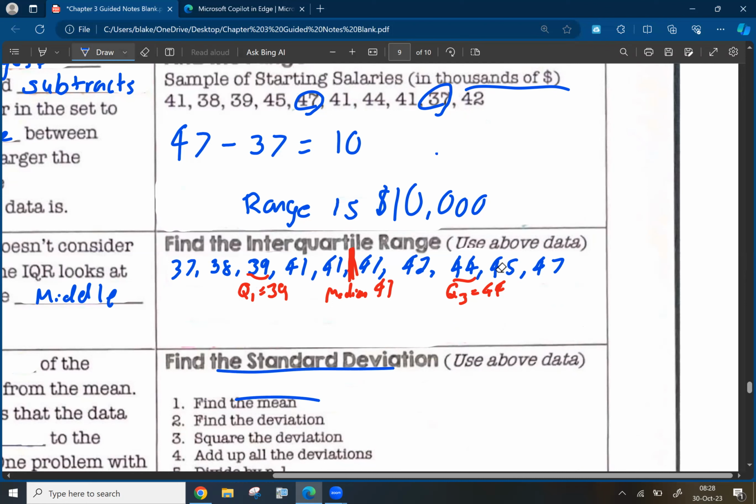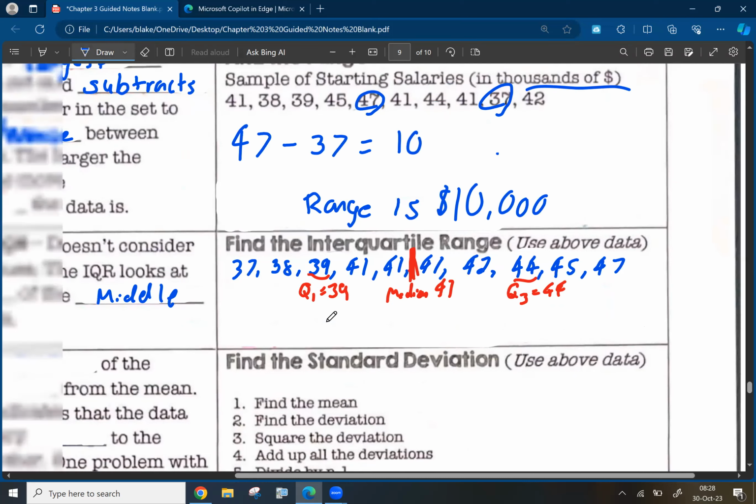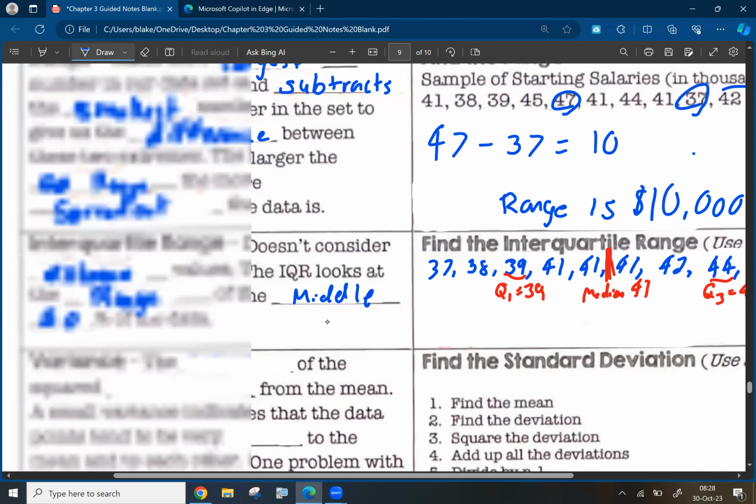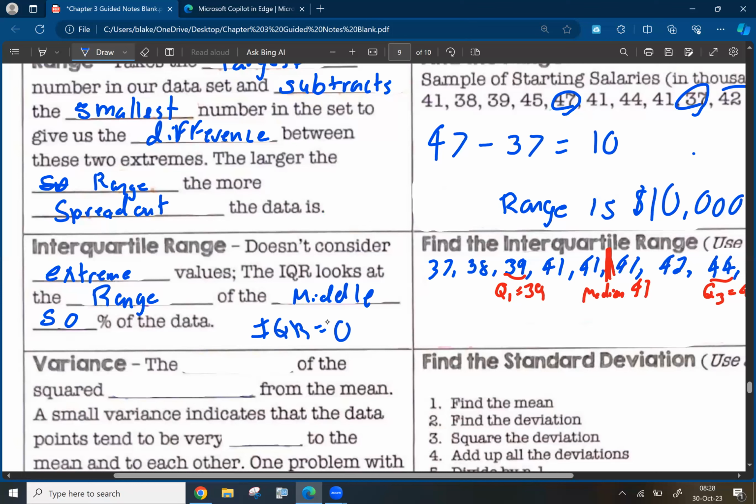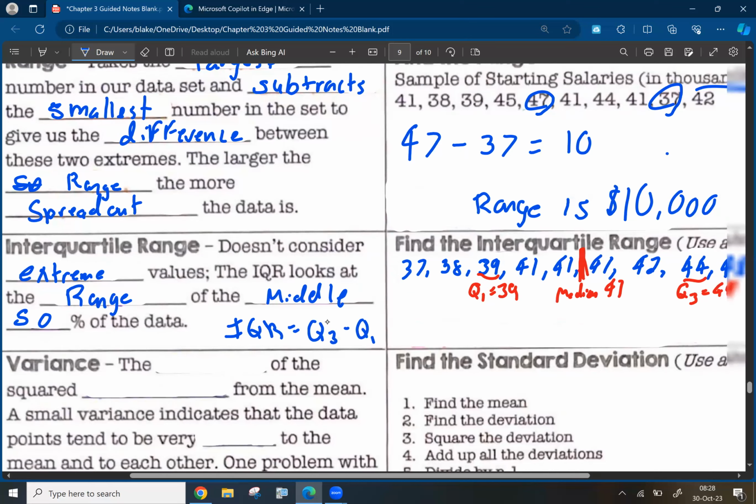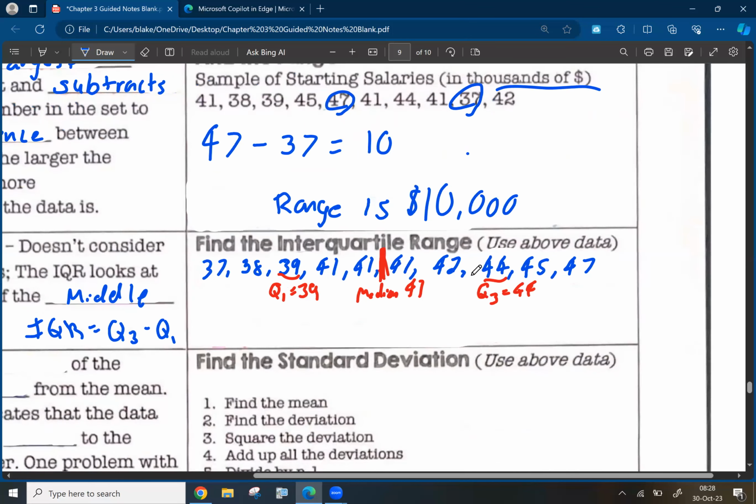So I didn't add it, but I'll add it now. Our IQR is calculated as Q3 minus Q1, the range of the middle 50%. So from 44 to 39, right? In this case, it'd be 44 minus 39, which is 5, or again, a $5,000 IQR.